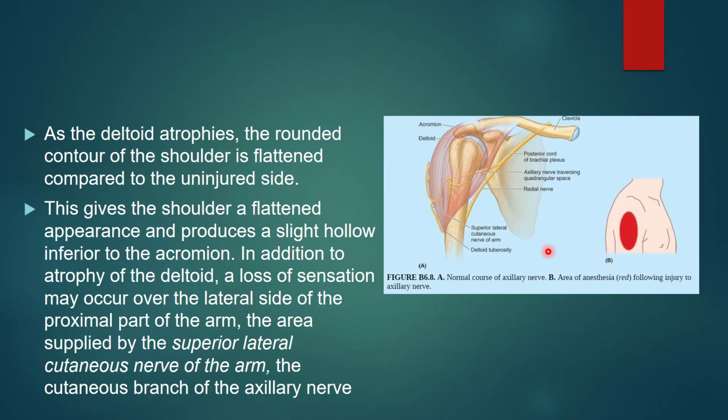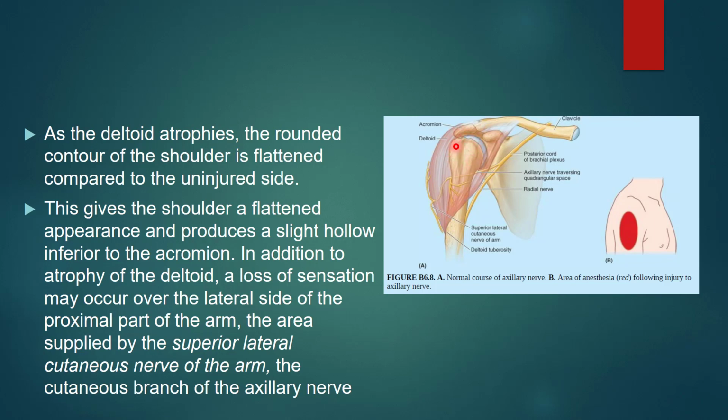As the deltoid atrophies, the rounded contour of the shoulder is flattened compared to the uninjured side. This gives the shoulder a flattened appearance and produces a slight hollow inferior to the acromion process. Here, there will be a small hollow.